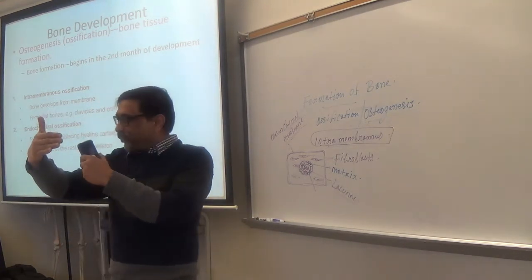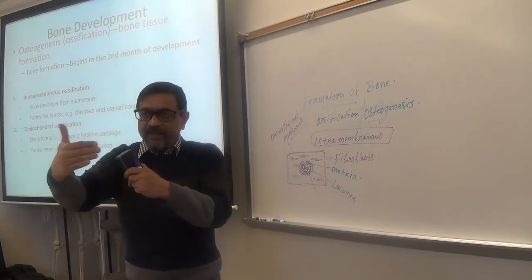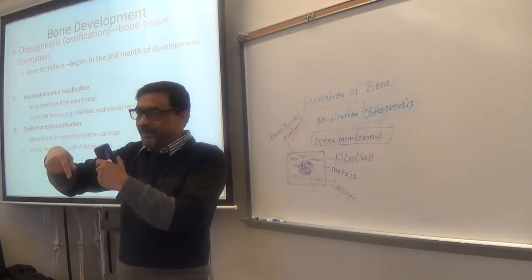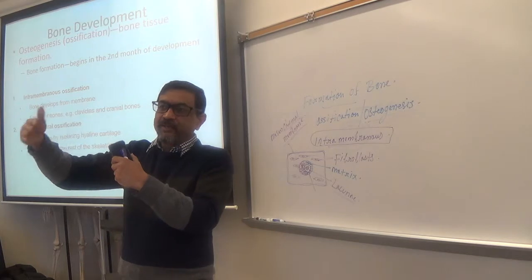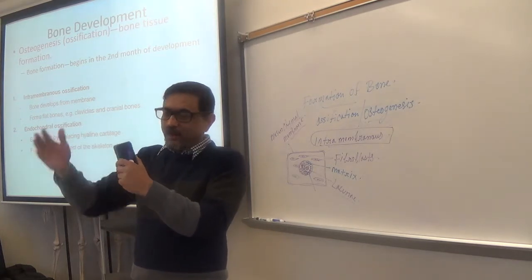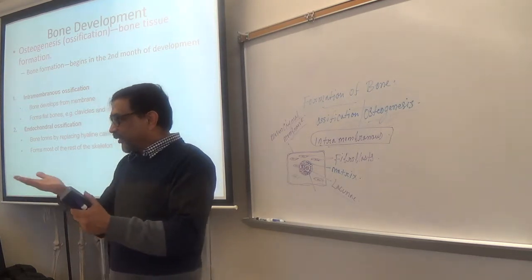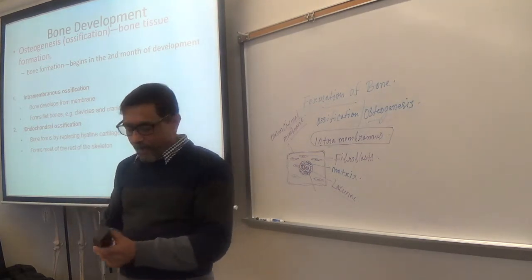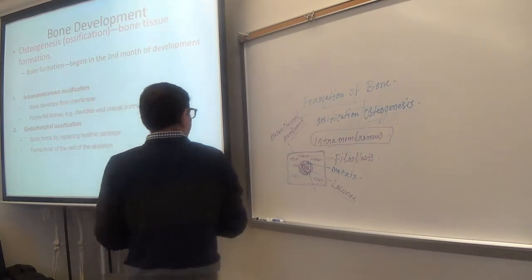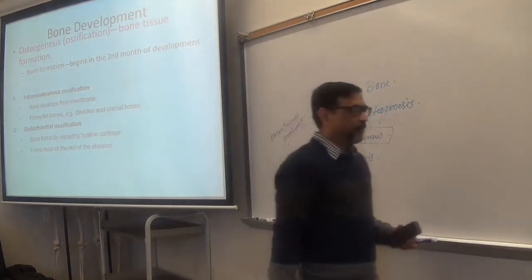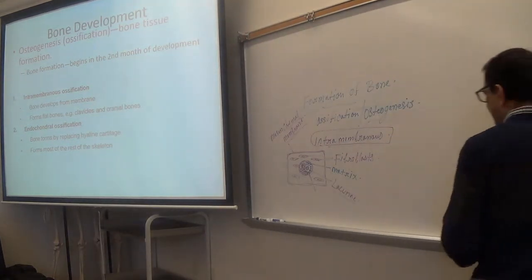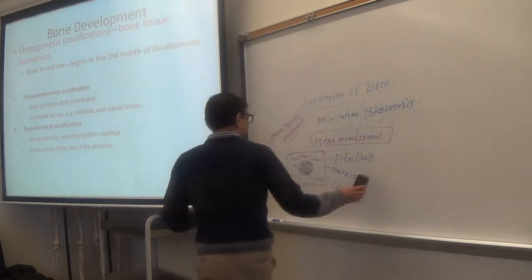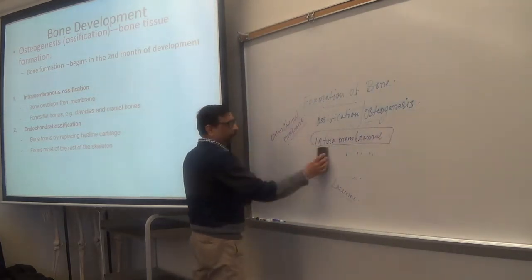Okay, so the cell will get smaller, right? So a space will be created between the hard matrix and the cell body, okay? Osteocyte. And that is called the lacunae, right? So that is how we see in the bone that osteocytes are sitting inside the lacunae, okay? So that's how most of the flat bones and clavicles are formed by intramembranous ossification. Okay.